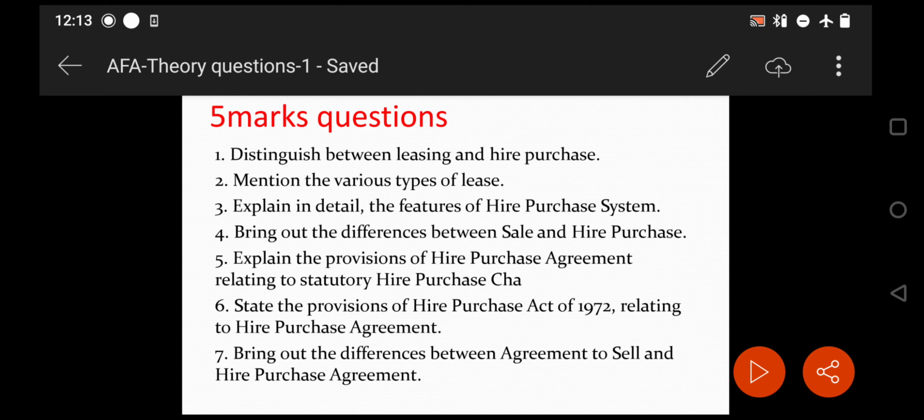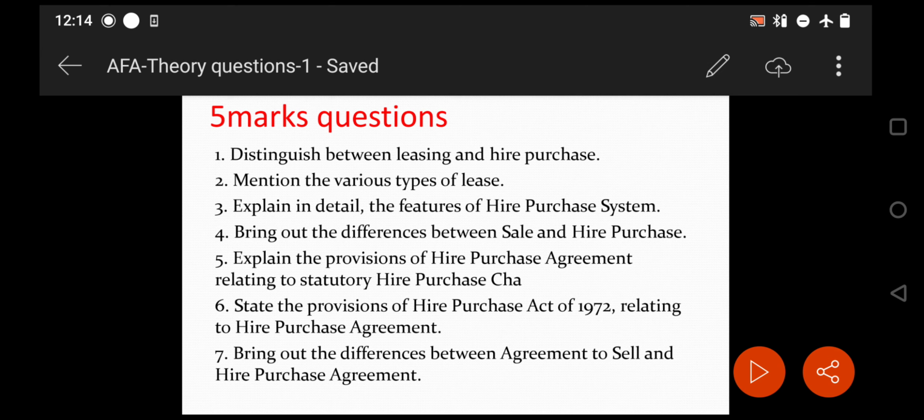And the last question, bring out the difference between agreement to sell and hire purchase agreement. Agreement to sell and hire purchase agreement will have 5 differences. The first difference is, agreement to sell is regulated by Sale of Goods Act, but hire purchase agreement comes under Hire Purchase Act. Second difference is, in an agreement to sell the conveyance of the goods may take place subsequently, but in hire purchase agreement the goods are immediately delivered, while ownership remains with the seller.